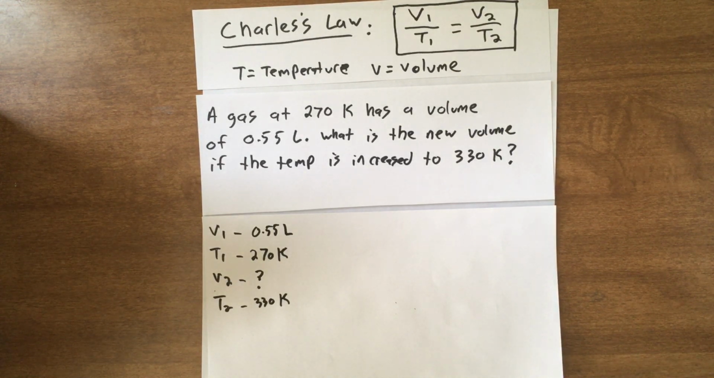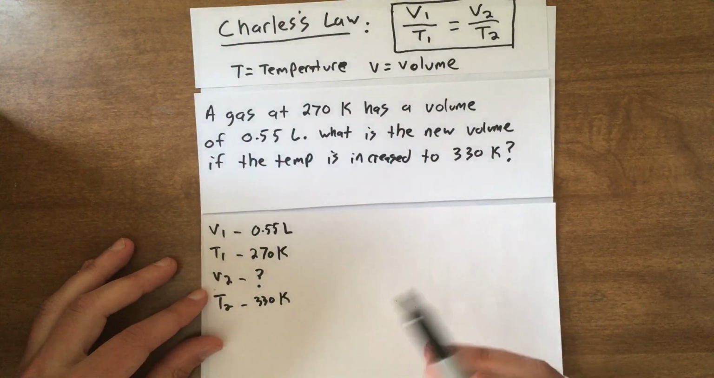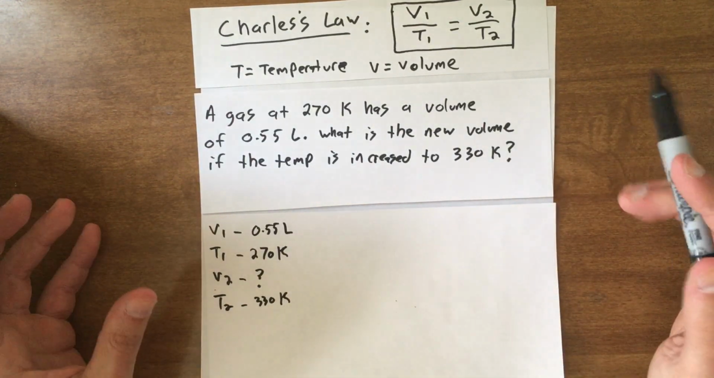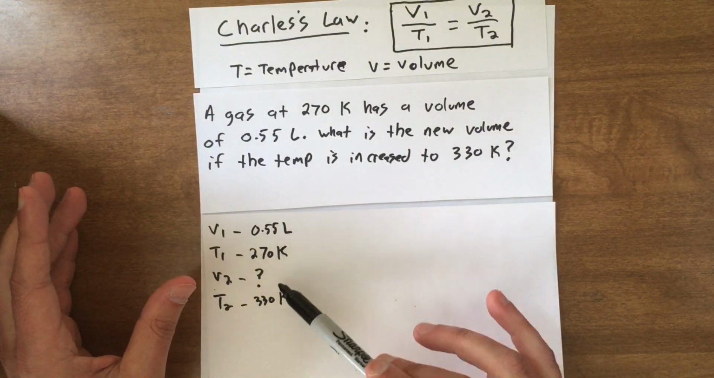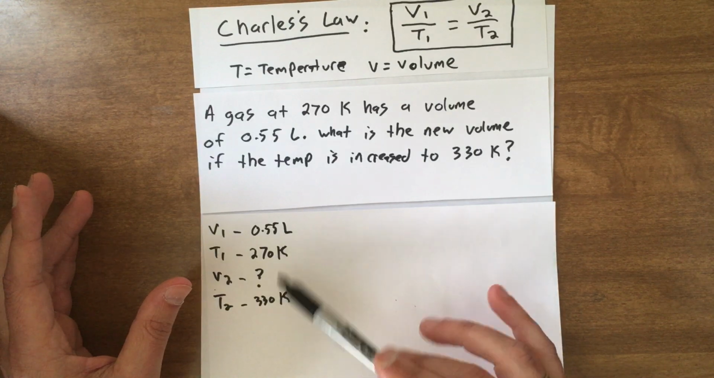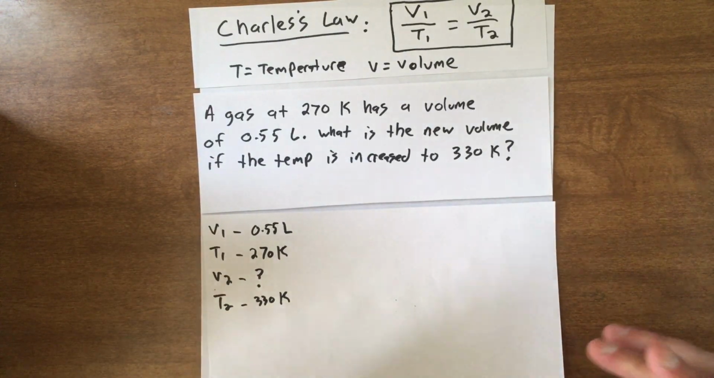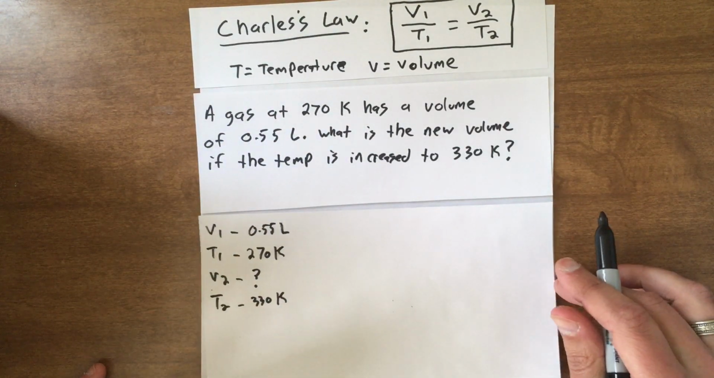Before I even solve the problem, I can predict what should happen. The temperature is increasing. When you heat things, the molecules start moving more and they start spreading out a little bit. So before I even do the math, I can predict that my volume should get bigger. My V2 should be bigger than 0.55 because the temperature went up. Hotter things move more and they get bigger. They expand, right? Think hot air expands because the molecules are moving more.